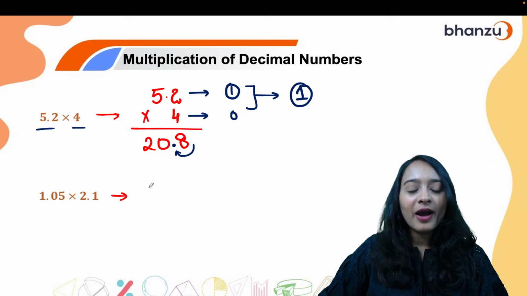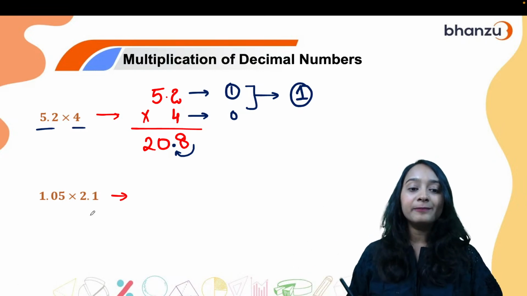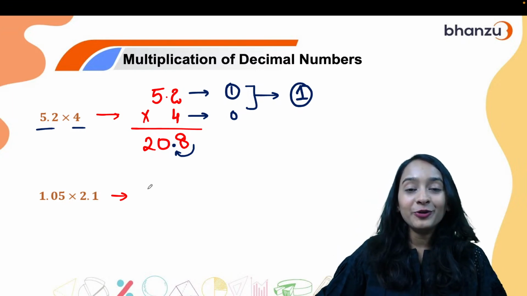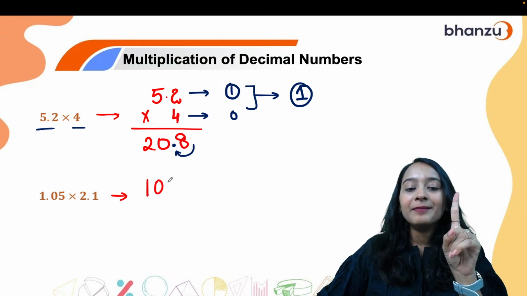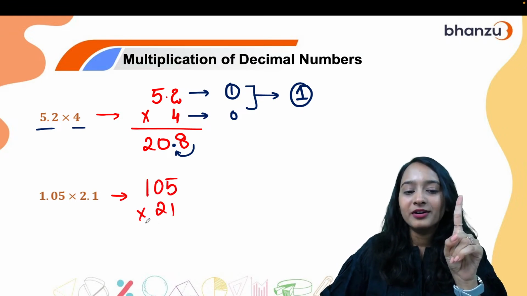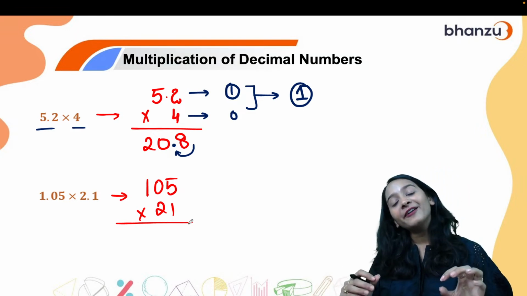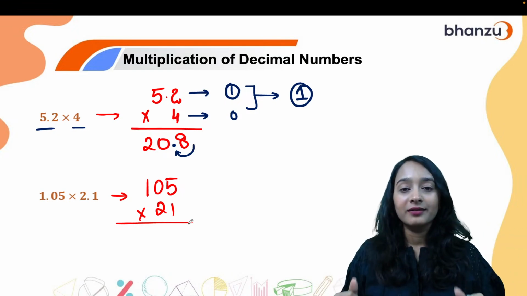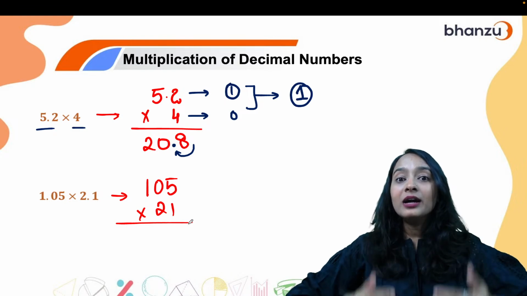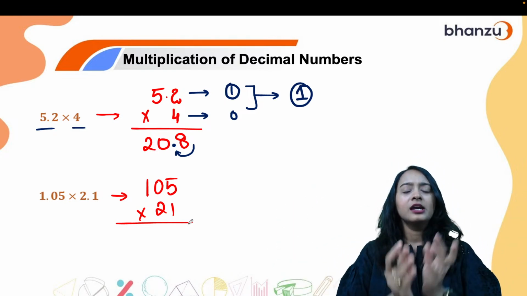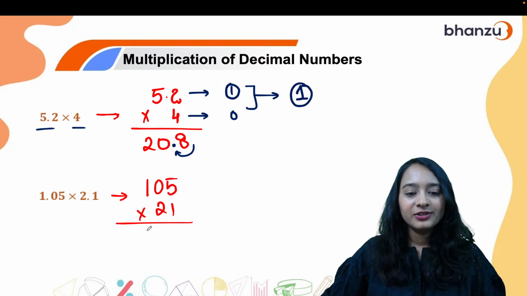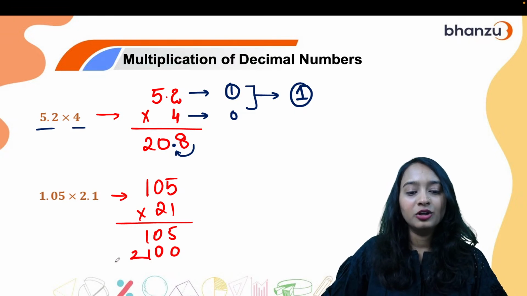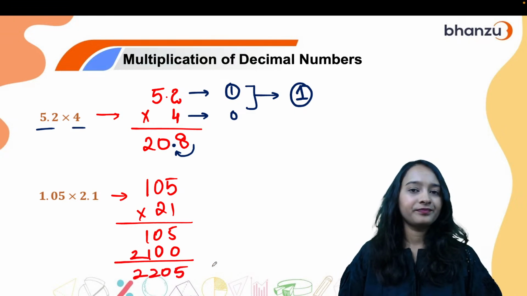One more we'll solve. Here you have 1.05 multiplied with 2.1. Now we are multiplying two decimals here. First step, multiply them as if they are whole numbers. So you multiply 105 with 21. I know it is 1.05 multiplied with 2.1, where they are two decimals, but we are going to multiply them as whole numbers to make our lives easy peasy. So here you have 105, then a 0 here, then 10 and 2, so you have 2205.